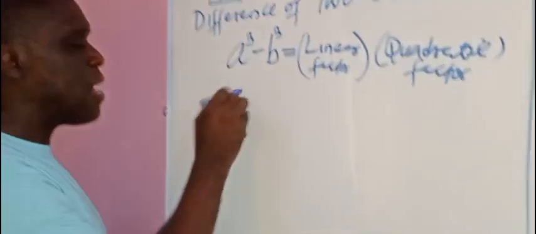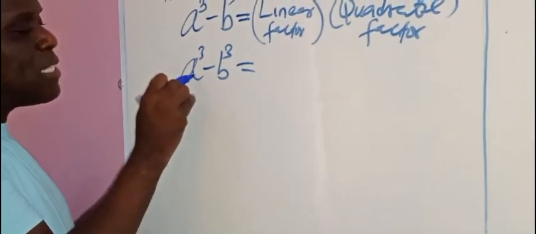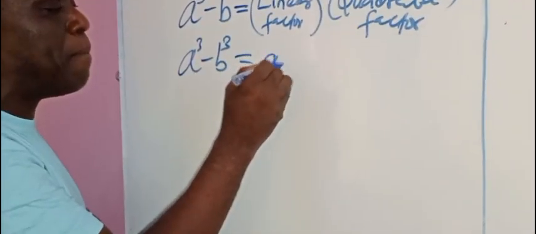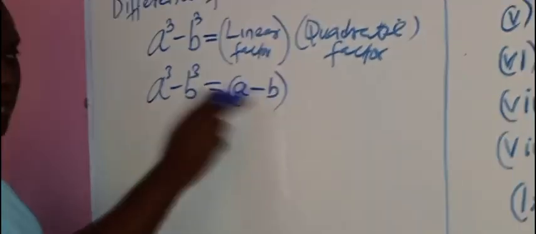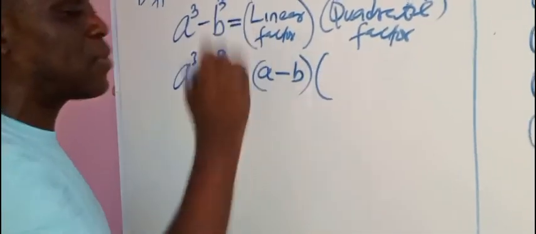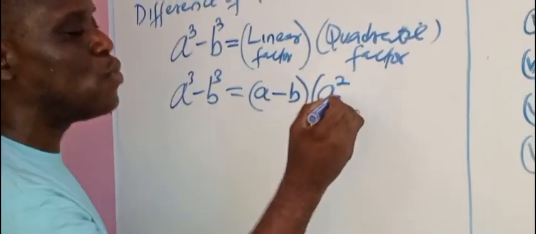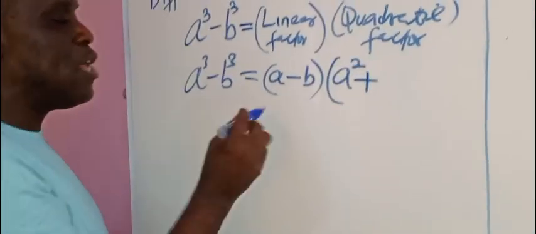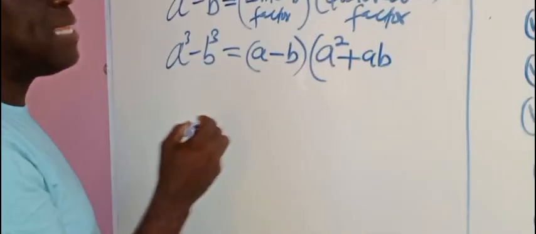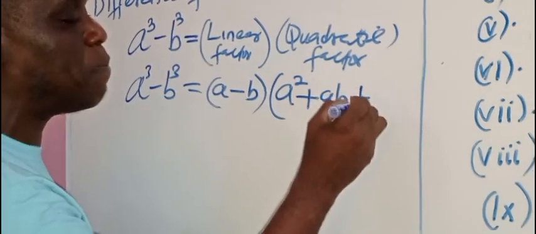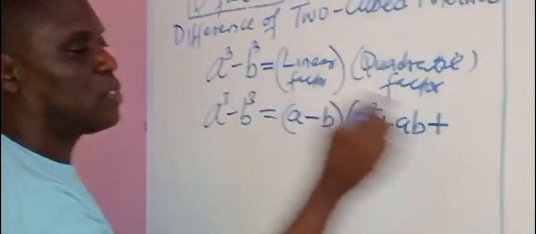It says that A raised to the power 3 minus B raised to the power 3 will be equal to, look at the methodology, it starts with A minus B. That is the linear factor. Then the next factor: you pick this A and square it. Since this is minus, the next sign you will use will be plus. Then you pick this A and this B and multiply together, that is AB. Then the last one is always plus, whether plus or minus here, it will end with plus. Then you pick B and square it.